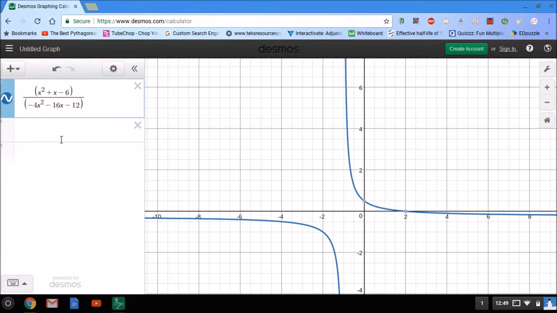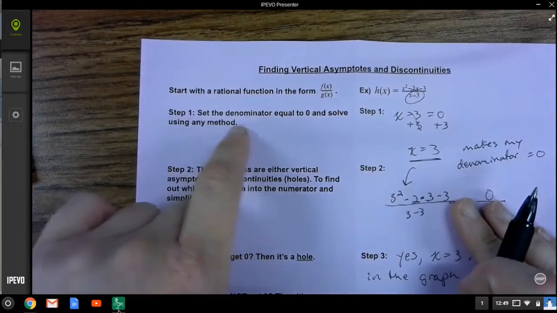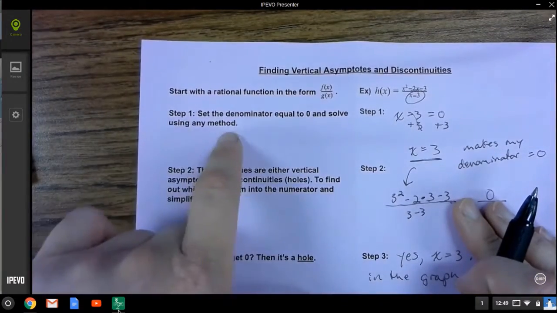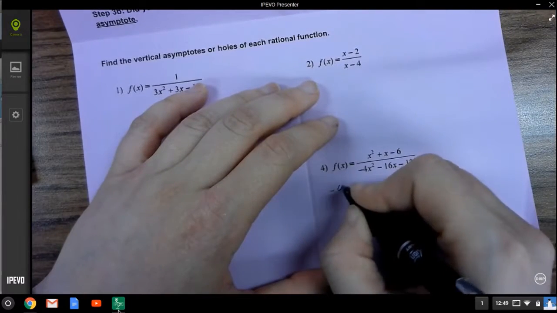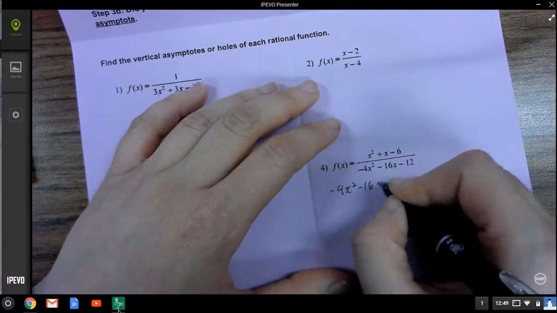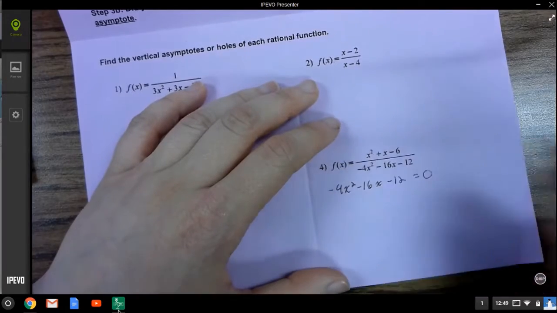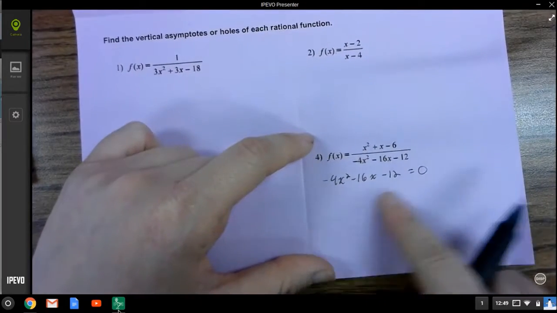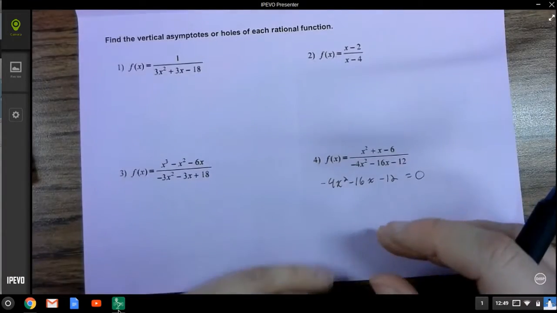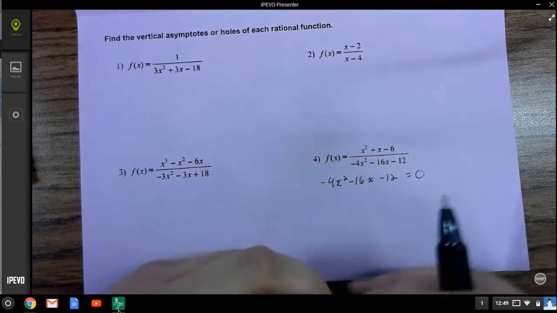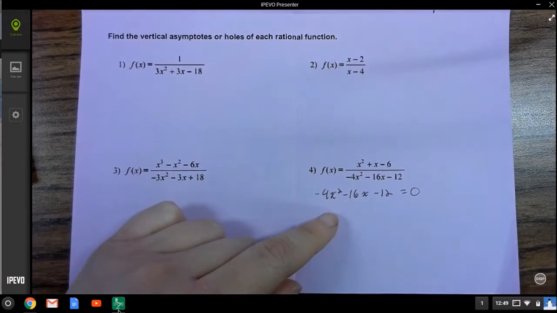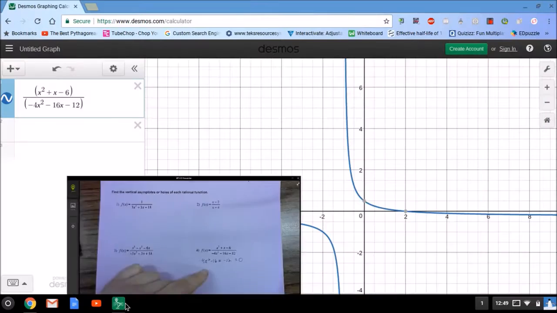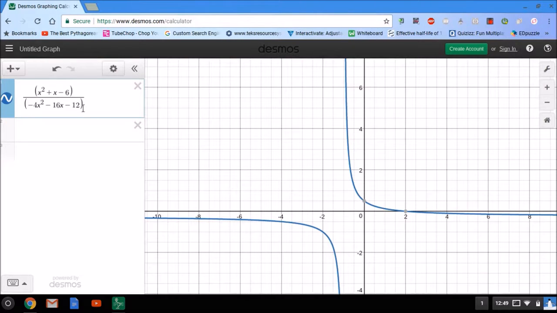So my first step, set the denominator equal to 0 and solve using any method. So that means I'm going to take just this guy, -4x squared minus 16x minus 12, and I want to see where it equals 0. Now, you could factor it, you could solve it, but please don't. Or you could graph it, and I suspect most of you will be graphing to solve this, so let me do it that way as well. So I'm just going to copy and paste.